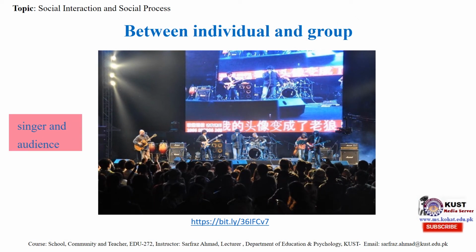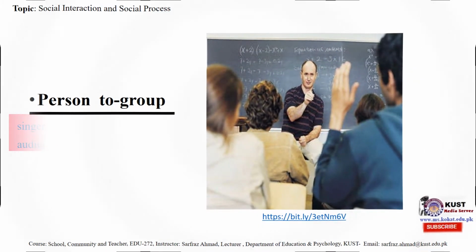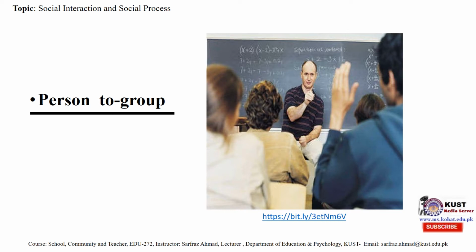Then between individual and groups. Like a singer and audience, so many audience members listen to the songs of a singer. So that is the social interaction between individual and group. Then person to groups. An example is in a classroom, where a teacher interacts with their students. On one side there is one teacher, and on the other side there are many students. So this is the form of person to group interaction.